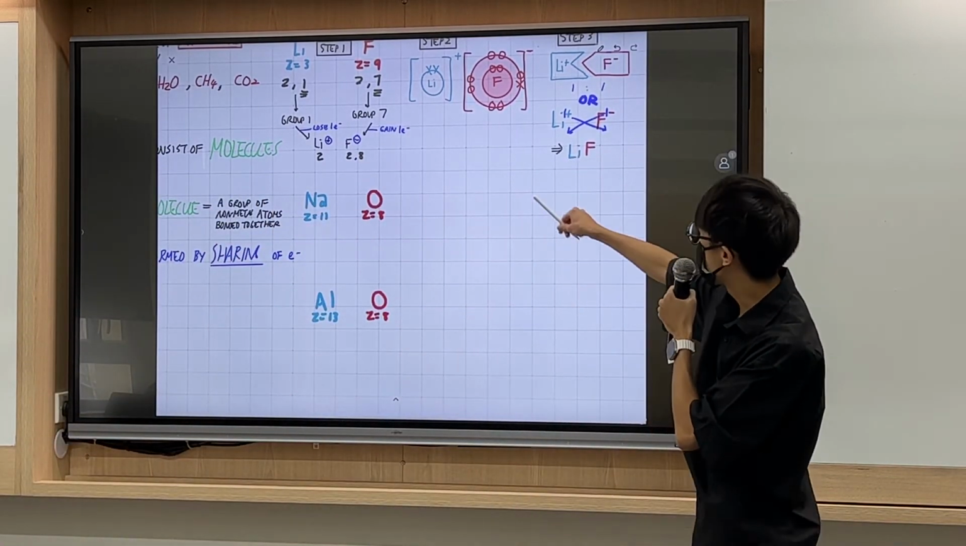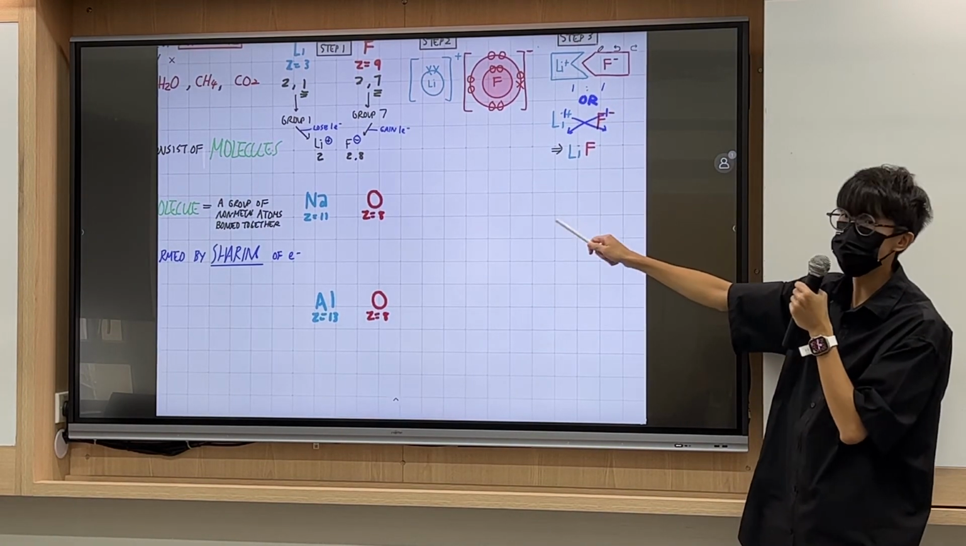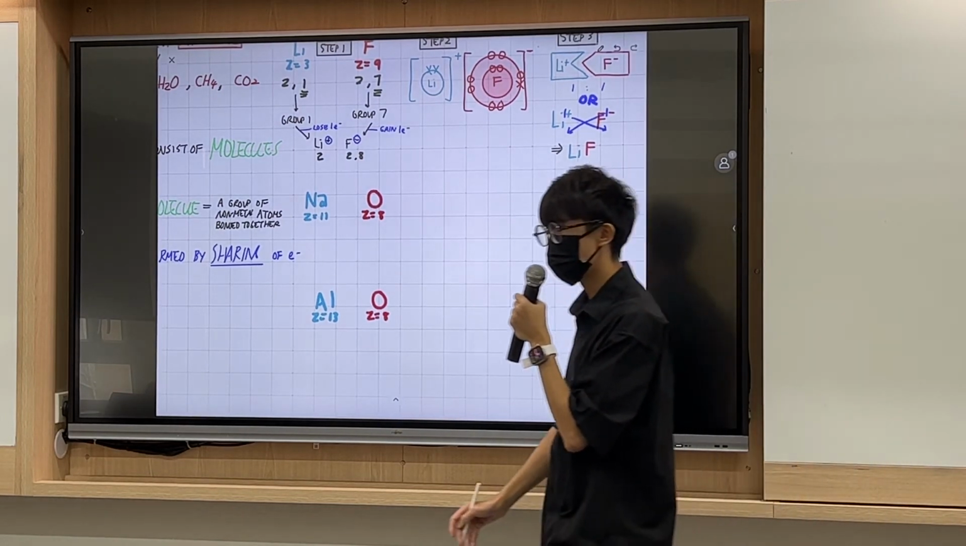Be careful with these 2 questions because the ratio, I can tell you, is not 1-to-1. The ratio cannot be 1-to-1 for these 2, and you will see why.